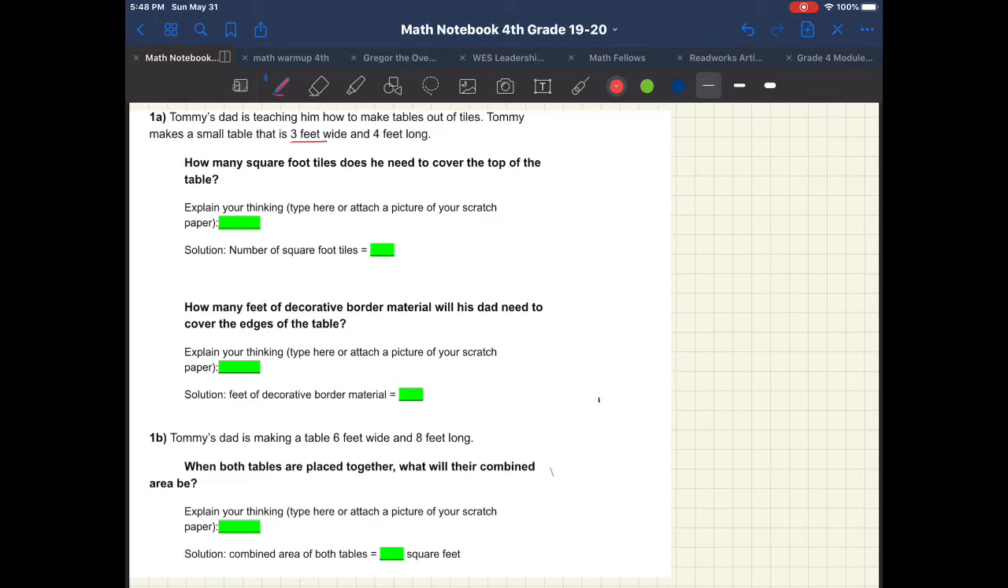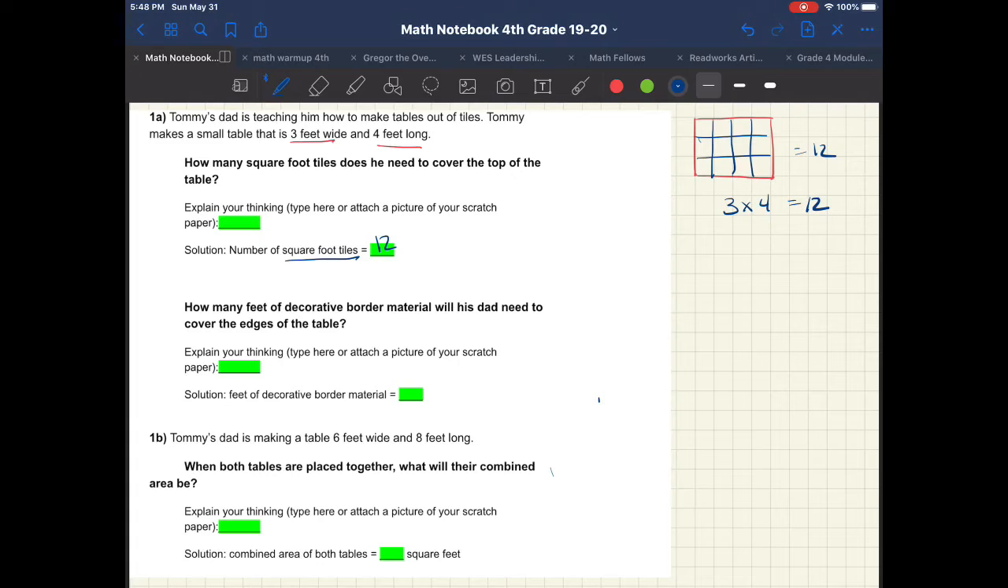This table is 3 feet wide and 4 feet long. And I want to know how many tiles. So each of these squares can be a tile, and I can see 12 there. I could also just say 3 times 4 is 12. So 12 square foot tiles.